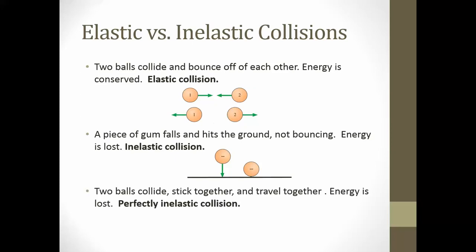And what we're going to consider in our problems is a specific type of inelastic collision. This is when two balls collide, stick together, and travel together. So let's say I have a ball coming this way, a ball coming this way. They stick together like they were pieces of clay, and they travel together. Energy is lost, but this is called a perfectly inelastic collision, and it has to do with the fact that momentum is conserved. We'll talk about that in a minute.